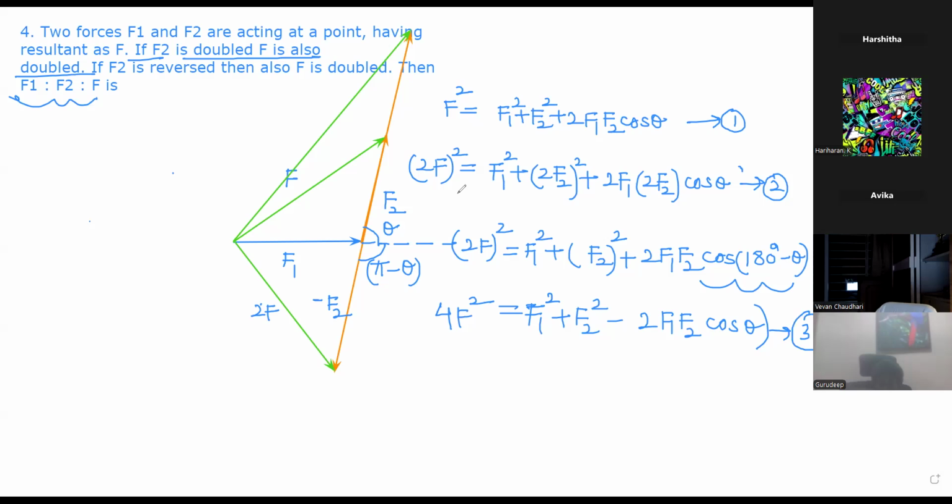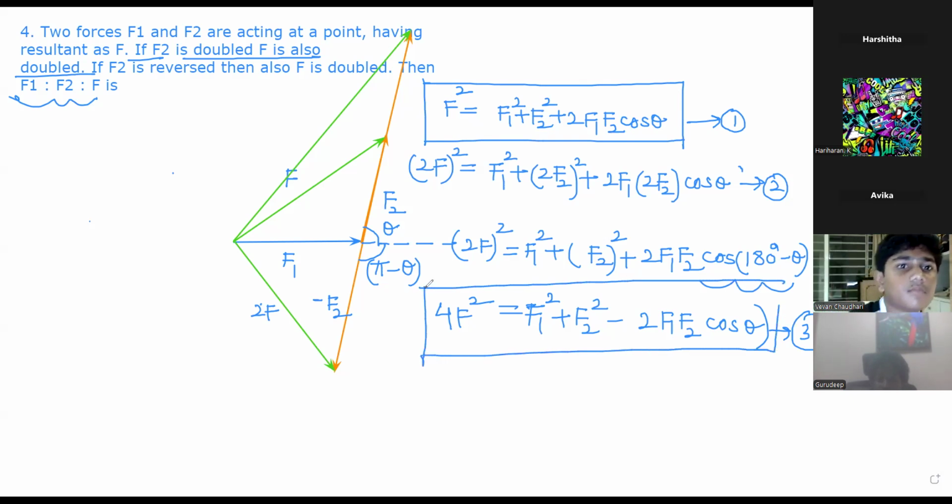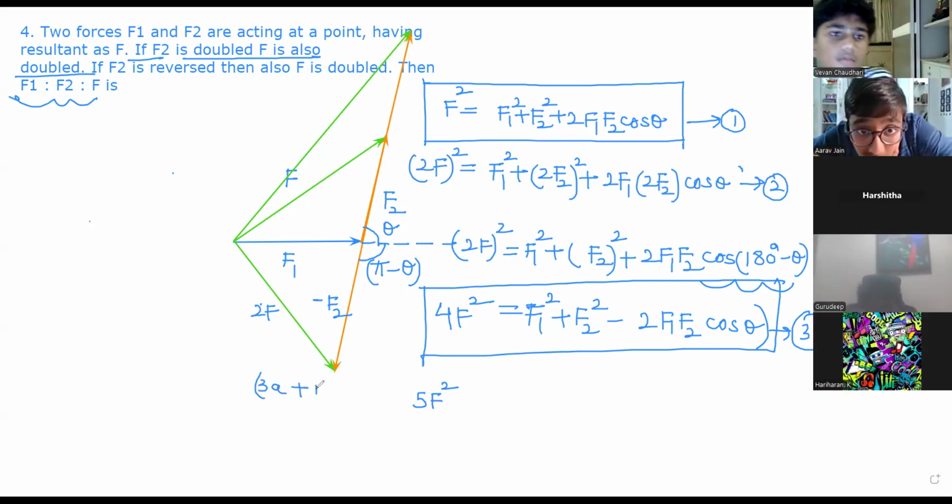Now all of you please pay attention. You see these two equations. We want to find the relation between f1, f2 and f. These two relations, can you guys see this? If I add these two, what I have here is 5f square. So I am adding 3a plus 1. I am solving these now.